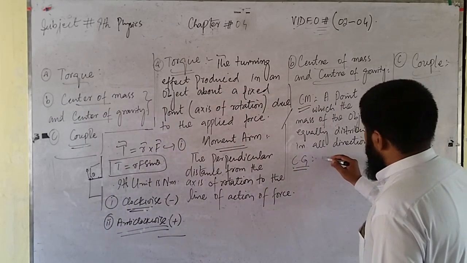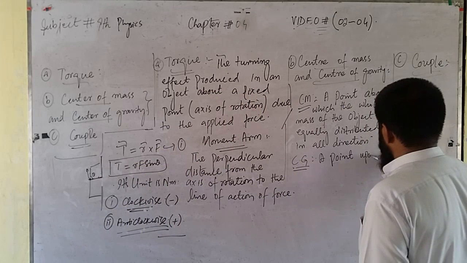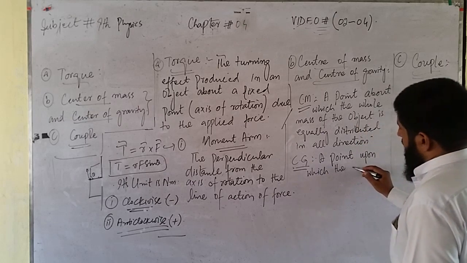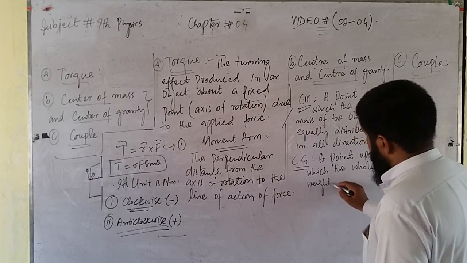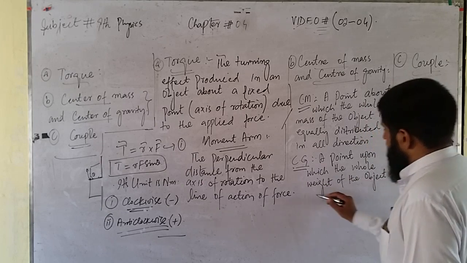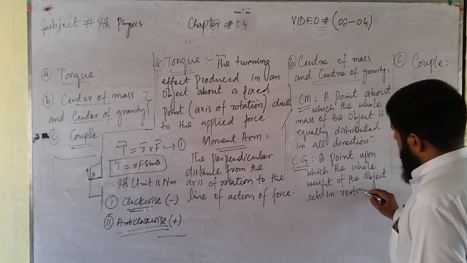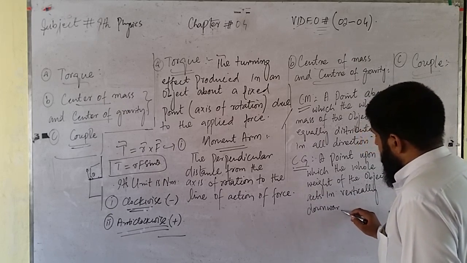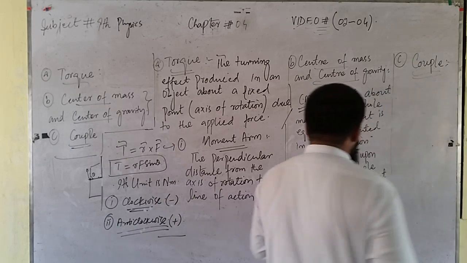So center of gravity is basically a point upon which the whole weight of the object acts vertically in the downward direction. Upon which the weight of the object acts.